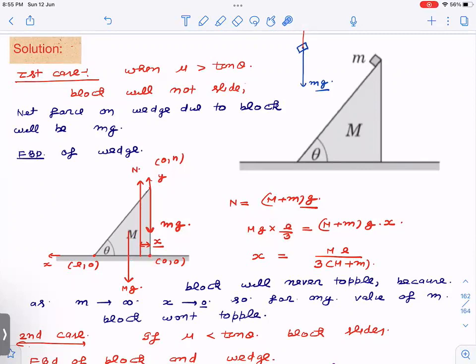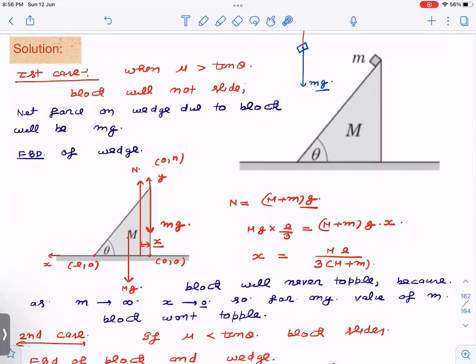Now see here, the torque of the small mg will be 0 about this point. So there are two forces providing torque: this Mg into L by 3, and this normal, which is (M plus m)g. So you find x then. What is x? x is the distance of the line of action of normal from this edge, right? So this x is this. Now see here, x tends to 0, it does not become 0.